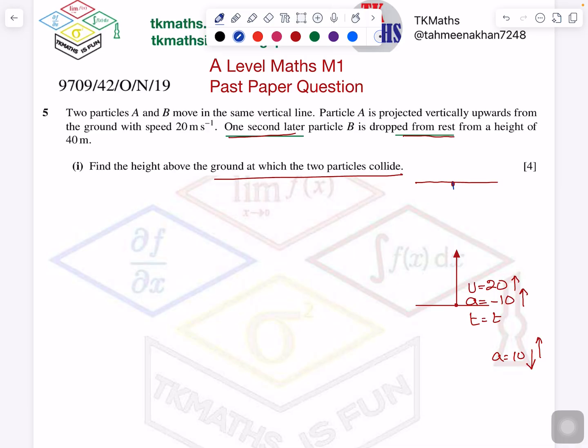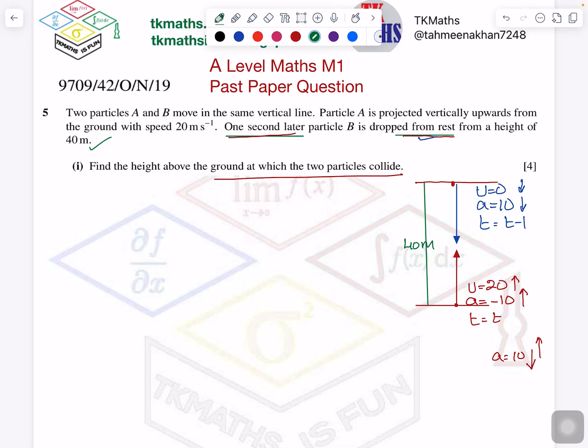So let's see this particle which was dropped 1 second later, was coming like this, right? And wait, let me make them in the same direction. Now in this case u is 0 because it was dropped from rest, and acceleration is also acting downward. So this arrow is downward, this arrow is downward. And in this case t will be t minus 1 because it was dropped 1 second later. And one important piece of information is given here, and that is this whole distance is 40 meters.